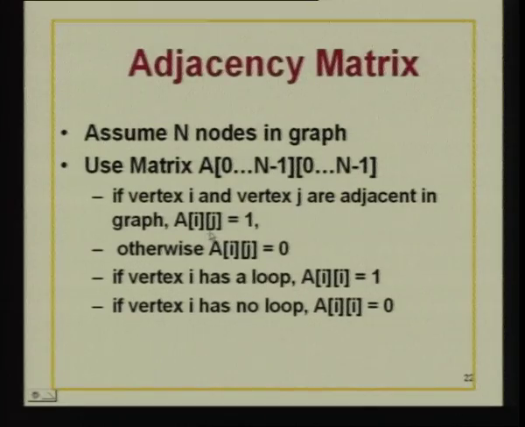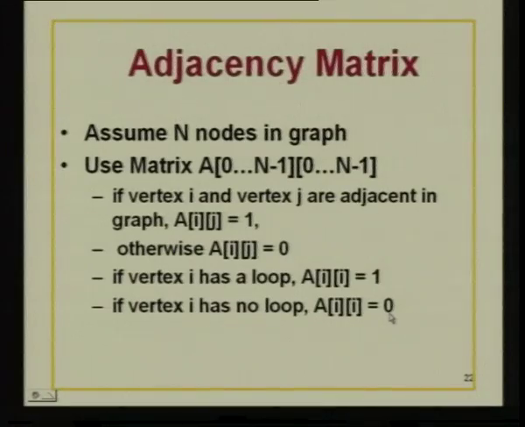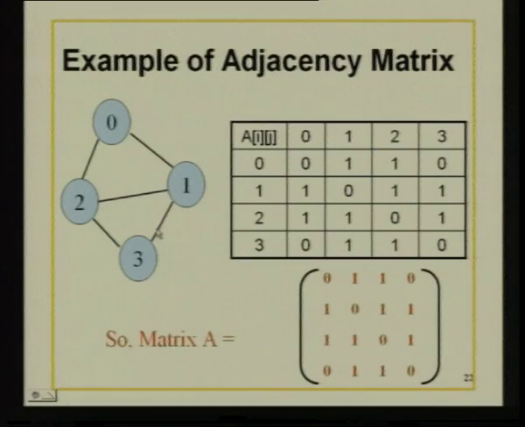Now, look at this adjacency matrix. Let us see how to represent the nodes in the adjacency matrix. Assume there are n nodes in the graph. So, you have to use a matrix indexed 0 to n minus 1, by 0 to n minus 1. This is an n into n matrix. If vertex i and vertex j are adjacent, or there is an edge between them, then a_ij is equal to 1, otherwise a_ij is equal to 0. If vertex i has a loop, that is, there is an edge from i to i, then a_ii is equal to 1. If there is no edge from i to i, then a_ii is equal to 0. So, this is the basic principle of the adjacency matrix representation.